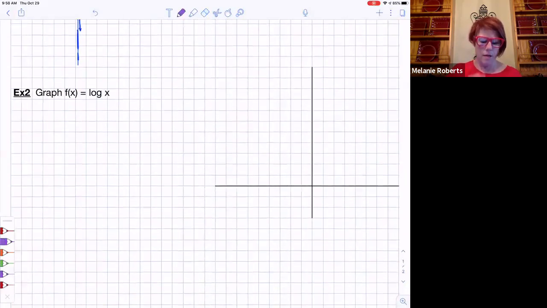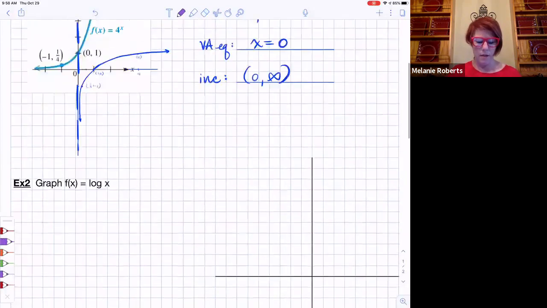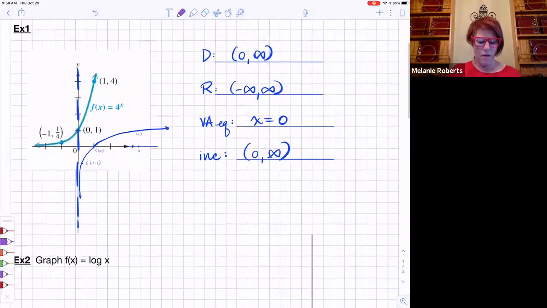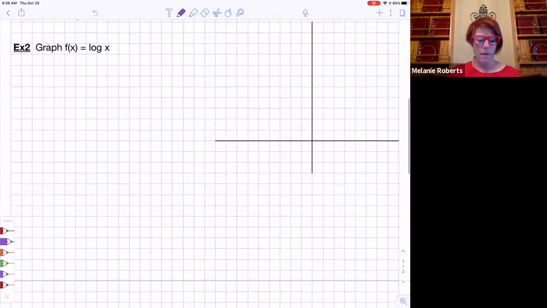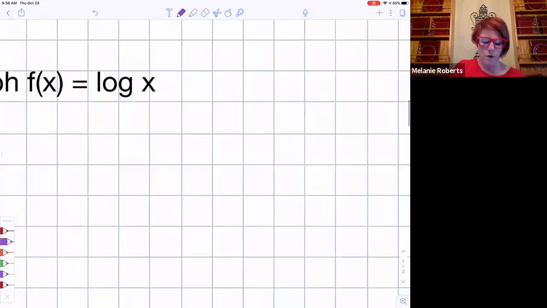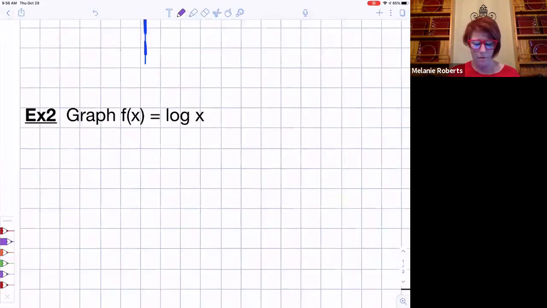All right, now let's take a look. I'm only being asked to graph another parent. Now this guy over here, this was the parent that had a base of 4. This guy is the parent that has a base of 10, because remember, when you have no base, it's an automatic base 10. So this is my common log that I'm graphing the parent of.